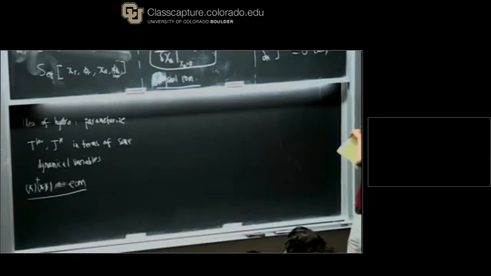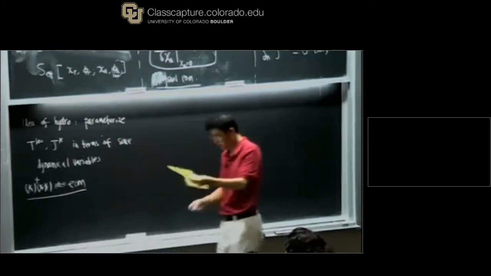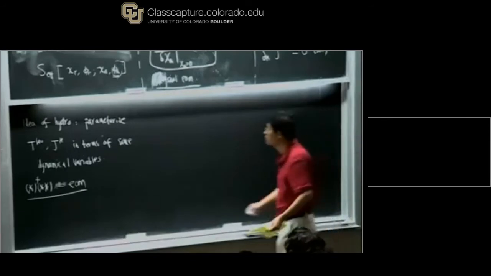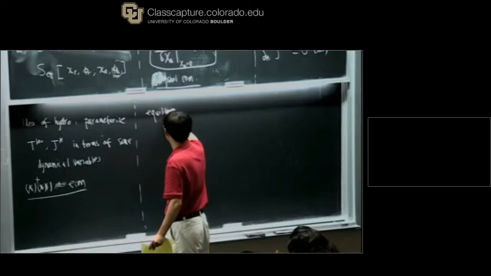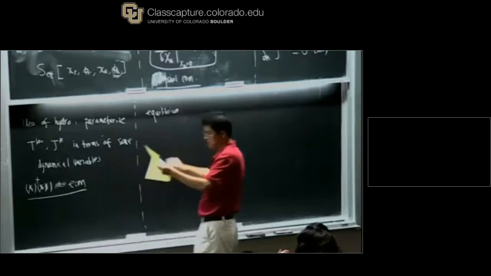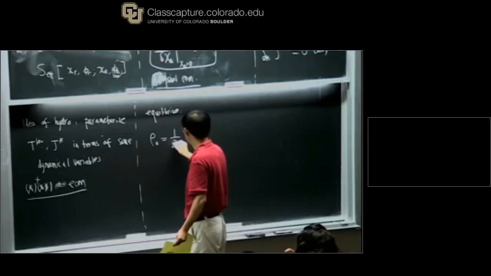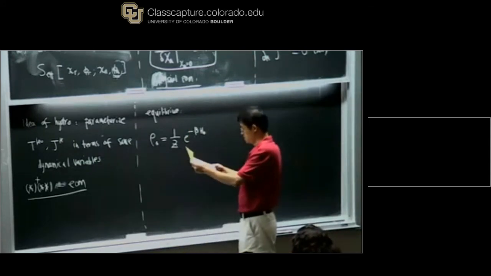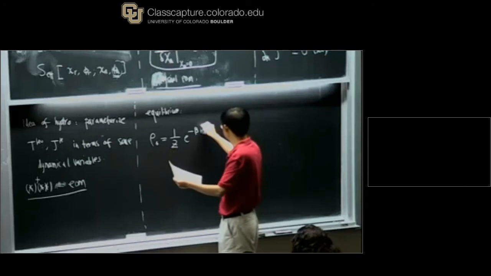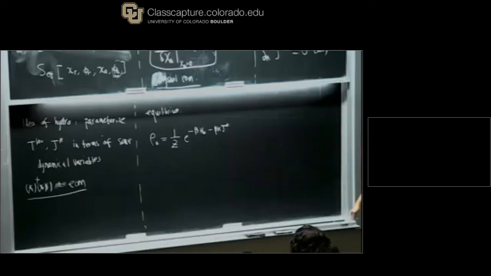Now, in order to see what are the best variables to parameterize T and J, let's first consider an equilibrium situation. In equilibrium, we have the thermal density matrix, exponential of minus beta H_0 and minus beta mu J_0. This is your equilibrium density matrix.